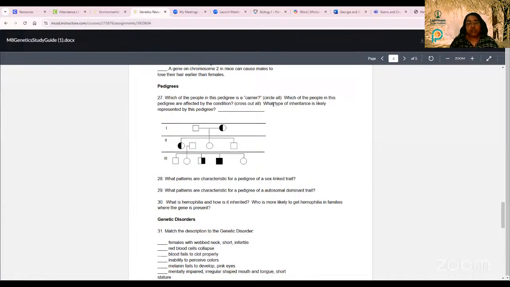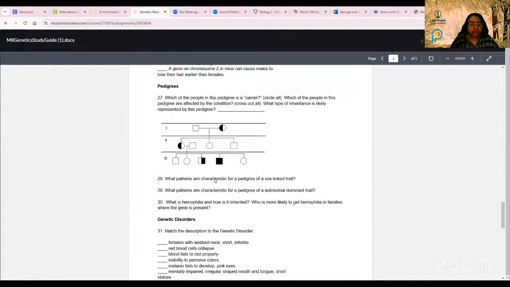Okay. It says what type of inheritance is likely represented by this. Because all the females are only carriers and it showed up in the male, we want to say this is probably a sex-linked disease because it didn't happen for any of the females. None of the females ended up with this condition, only the male. So that means this is probably a sex-linked condition. This is what are the patterns?